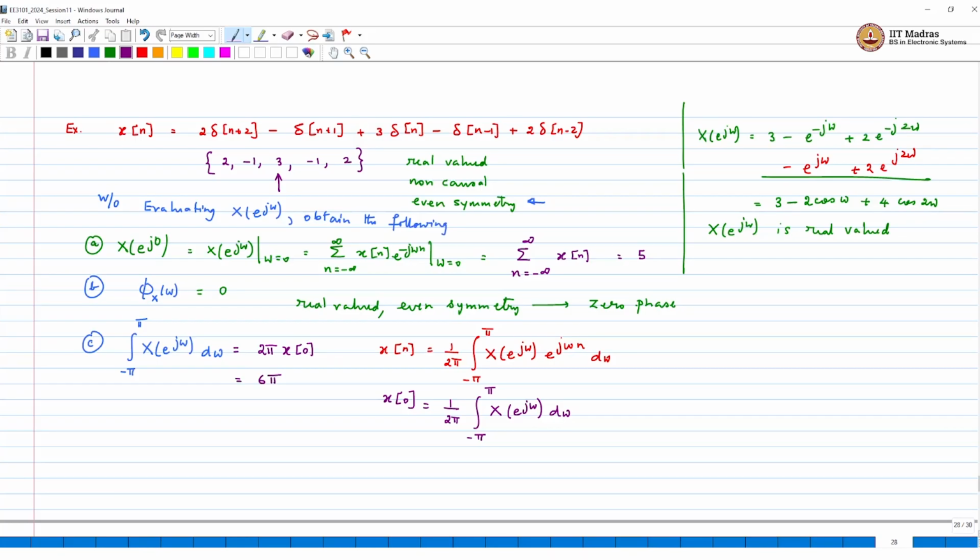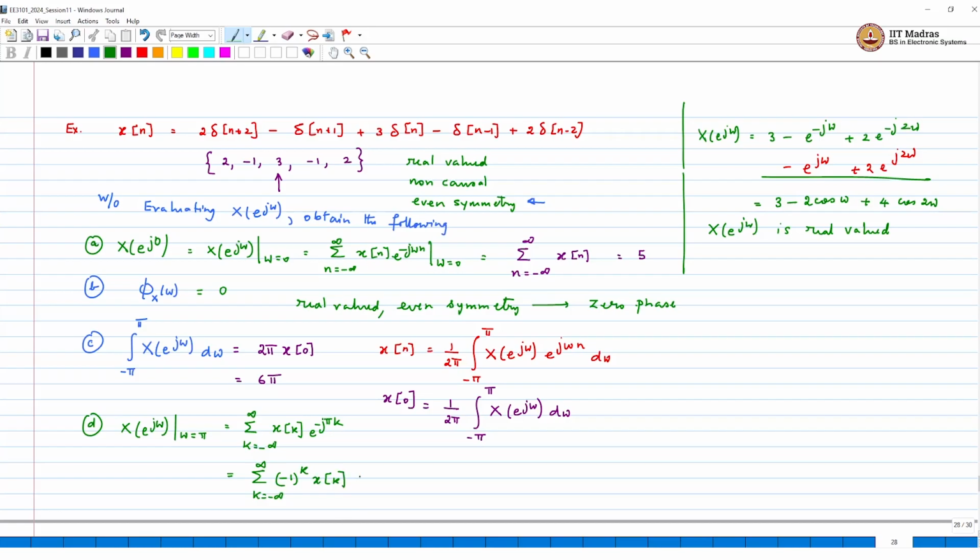Okay? And last two, X e of j omega at omega equal to pi. Okay, this is equal to summation k equal to minus infinity to infinity x of k e power minus j omega k, and I'm going to put omega as pi. Now what is that equal to? This is going to be equal to the summation over k from minus infinity to infinity. E power j pi is minus 1. So basically what you will get is minus 1 raised to the power k times x of k.